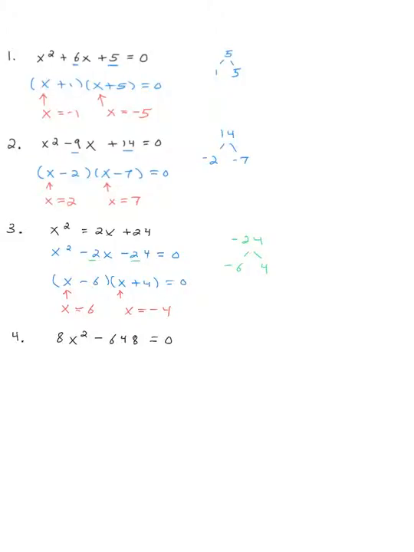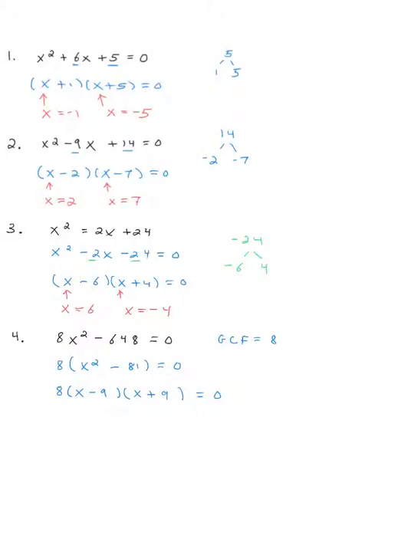All right, here we can remove a greatest common factor, which is simply going to be just a number, which is 8. Changing the equation to x squared minus 81. And I'm done with the 8. I just have to factor the x squared minus 81. Now this is a difference of two squares, which means it's going to be x minus 9 times x plus 9.